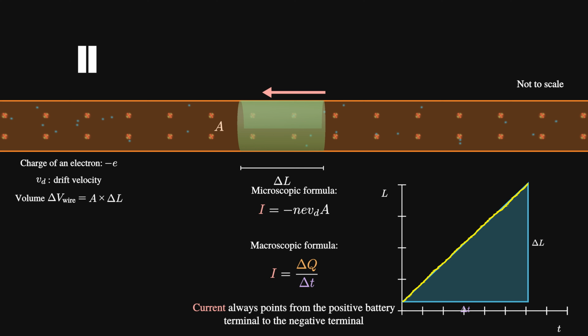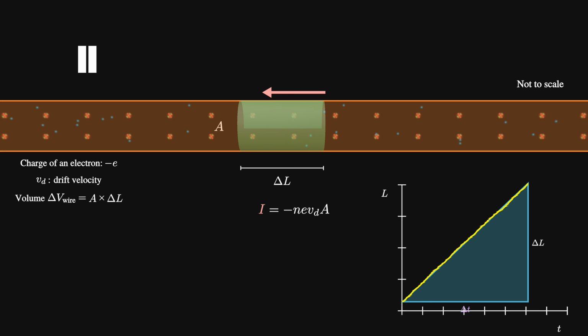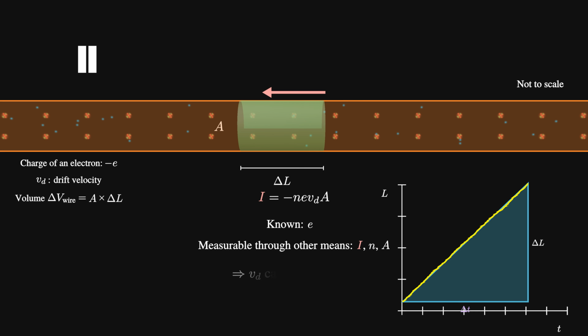Individual electrons are very difficult to detect, and it's effectively impossible to look at how fast they are drifting. However, the electric current I can be measured easily by other means, as can the cross-sectional area A. We know that the charge e is a fixed constant as well. The number density of electrons n is trickier, but this can be found if you know what materials the wire and other electrical components are made from. Essentially, all these quantities can be found through other means, and v_d can be calculated.